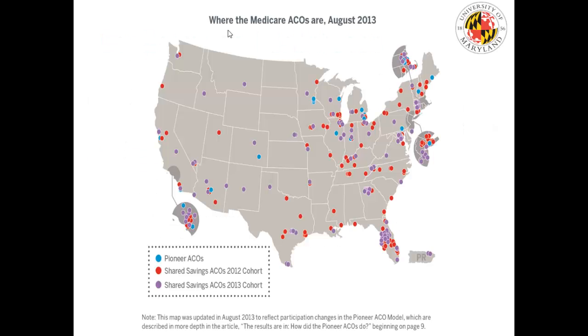So where are they? As of August 13th, these are the locations for the accountable care organizations across the nation. The turquoise are pioneer ACOs. The red indicates the shared savings accountable care organizations. There's a 2012 cohort, and then the purple is the 2013 cohort.